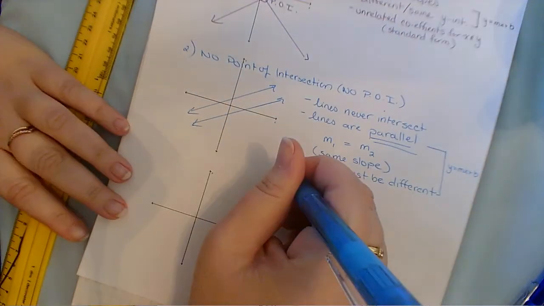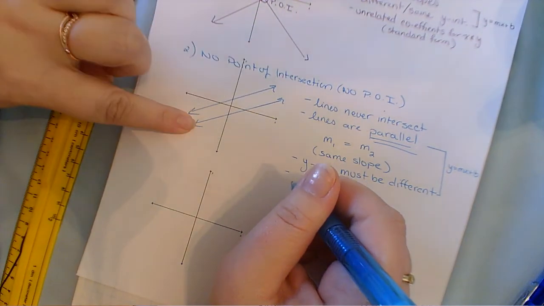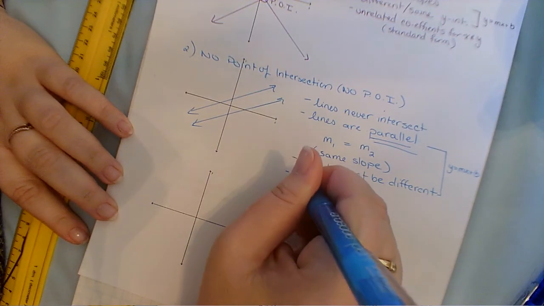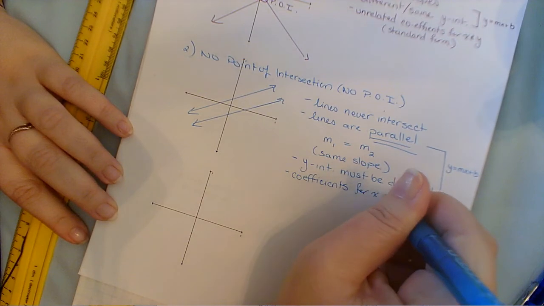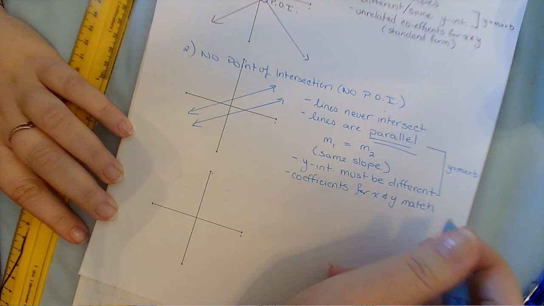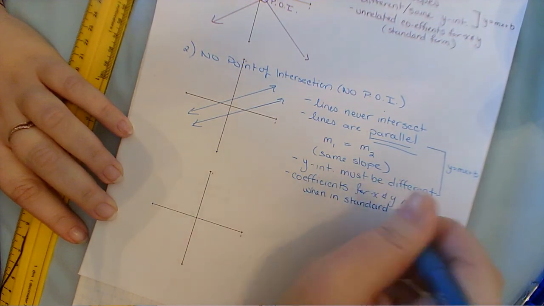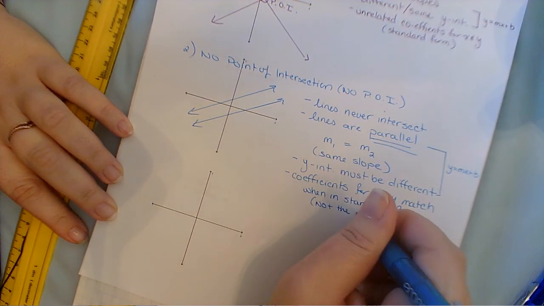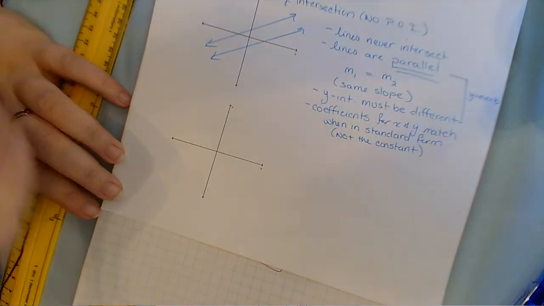Now, when it comes to standard form, the coefficients for the x's and y's of this line and this line will match. So the coefficients for x and y match when in standard form. But I have to point out here, not the constant. The constant doesn't match when in standard form because they're still two different equations.